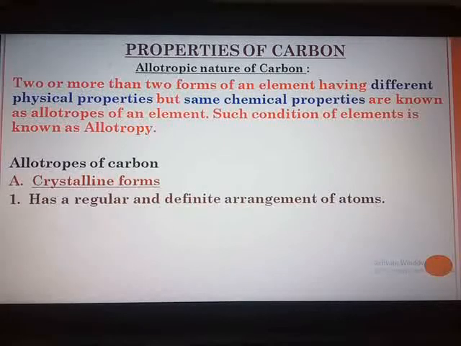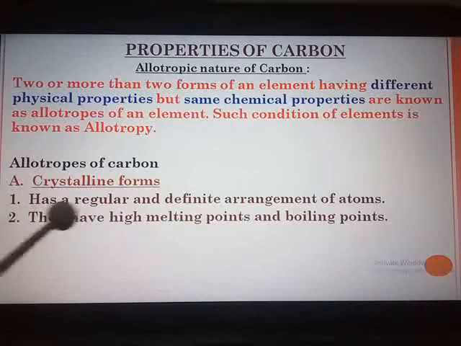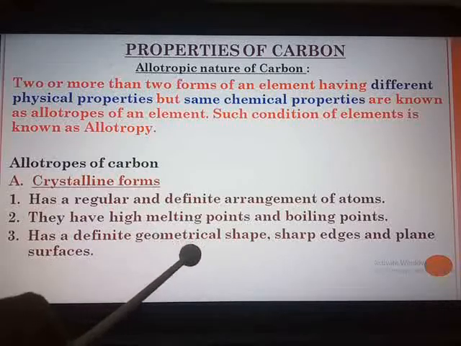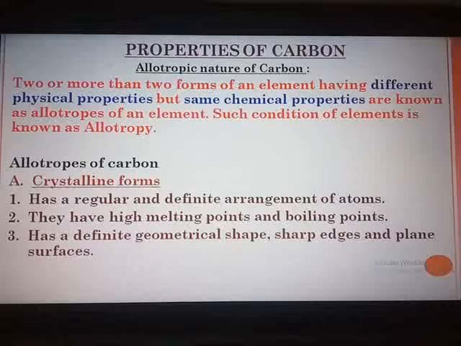So the first property is a regular and definite arrangement of atoms, high melting points and boiling points, a definite geometrical shape, sharp edges and plane surfaces. These are the properties of crystalline forms. If you go ahead to the non-crystalline forms, exactly opposite will be the properties. For the first, you will write they do not have a regular and definite arrangement of atoms, melting points and boiling points are low, and they lack definite geometrical shape, sharp edges and plane surfaces.